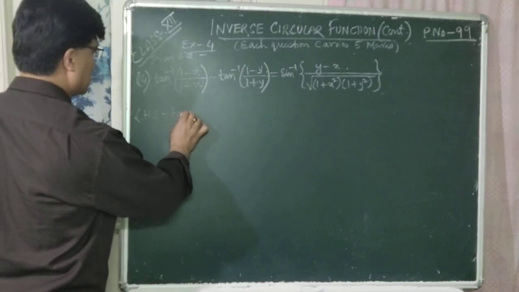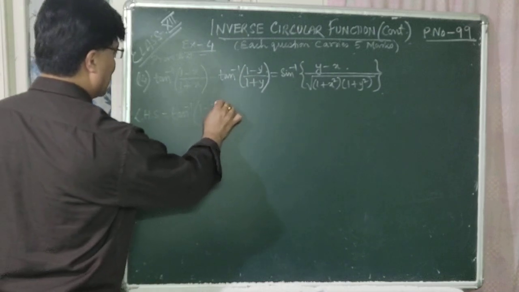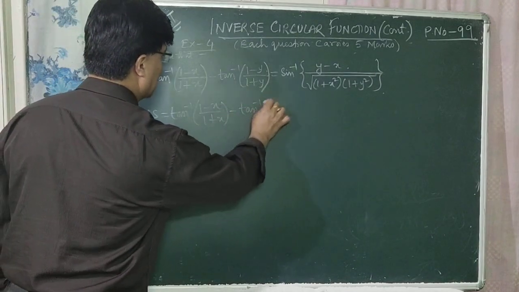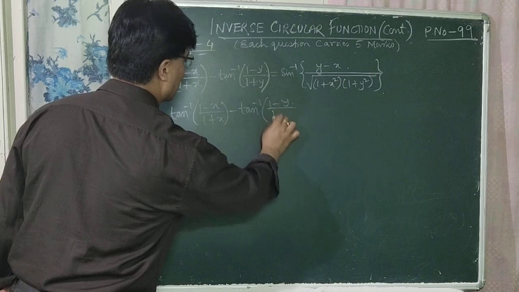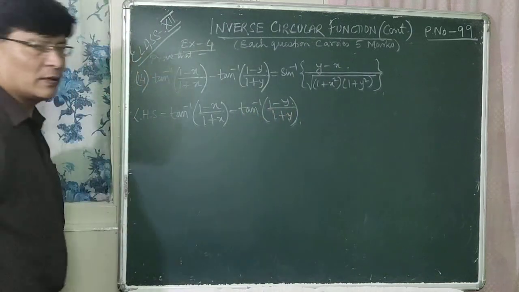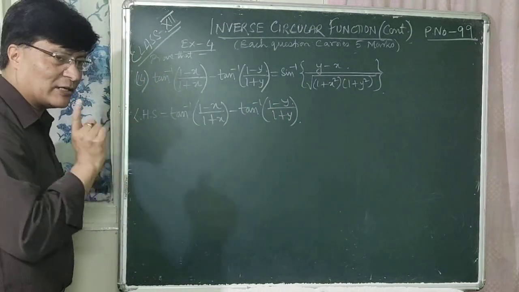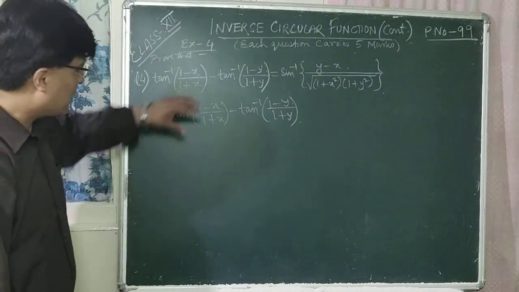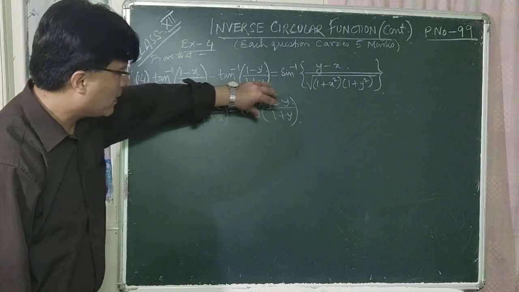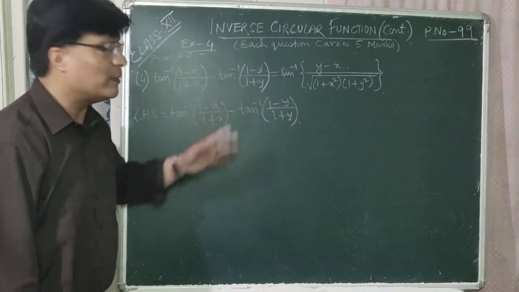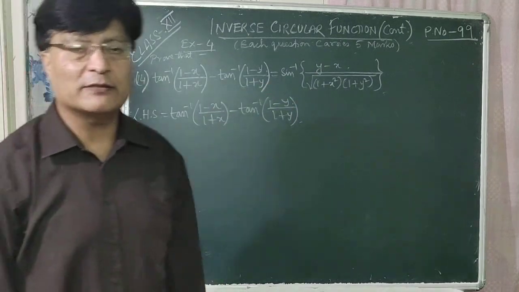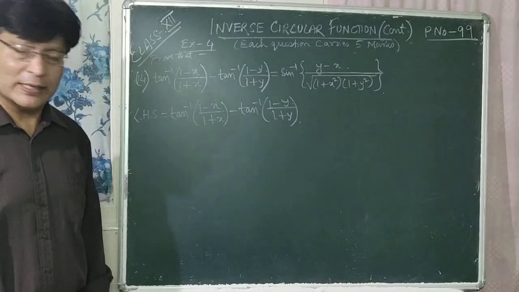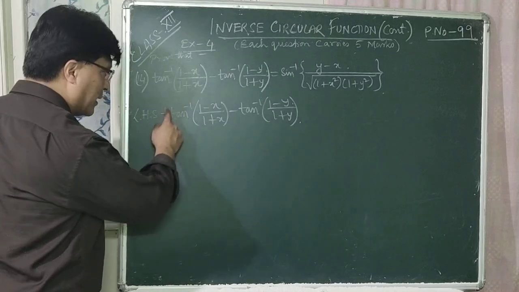So LHS is equal to tan inverse 1 minus x upon 1 plus x minus tan inverse within bracket 1 minus y upon 1 plus y. So in this case, you cannot use the formula of tan inverse x minus tan inverse y here. If you take x as this fraction and y as this fraction, it will be complicated for you to simplify the expression using the formula of tan inverse x minus tan inverse y. Okay, so let us use the formula here.